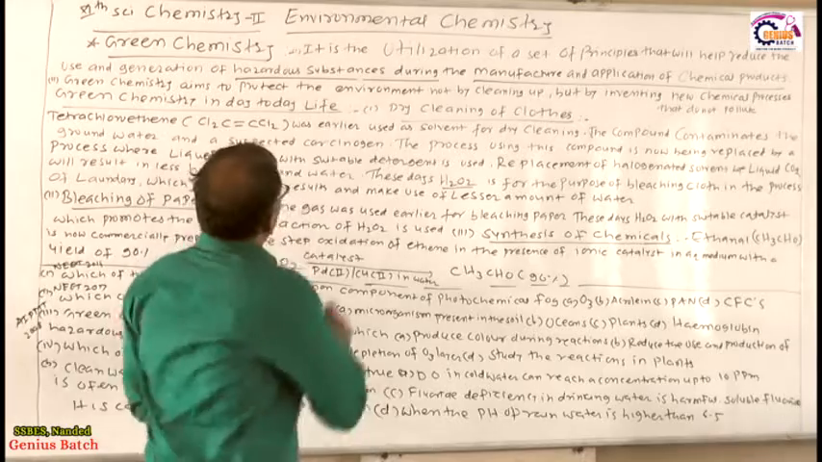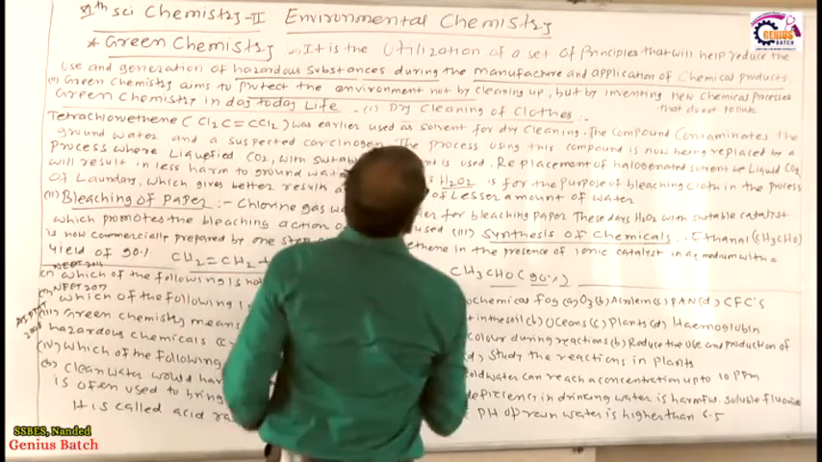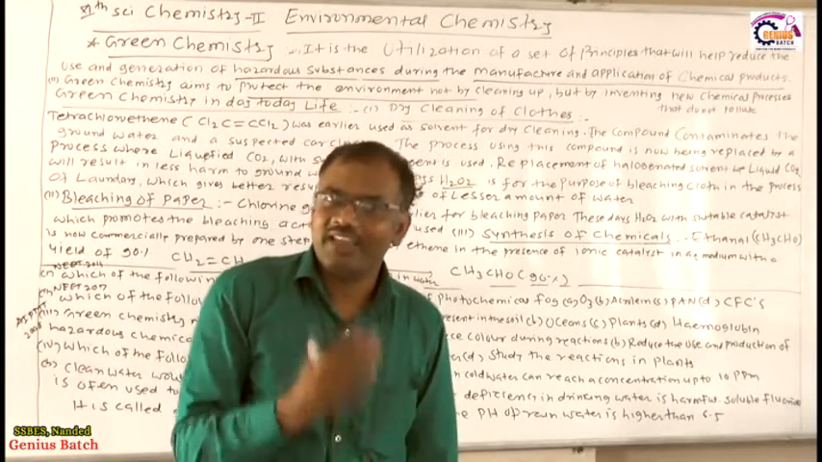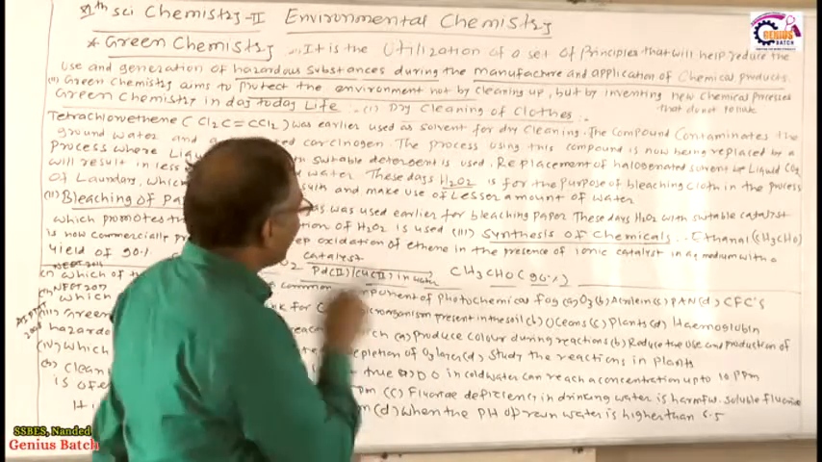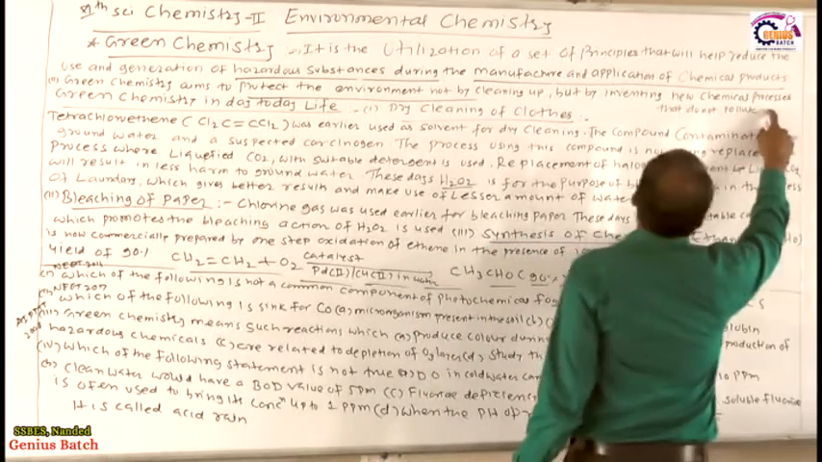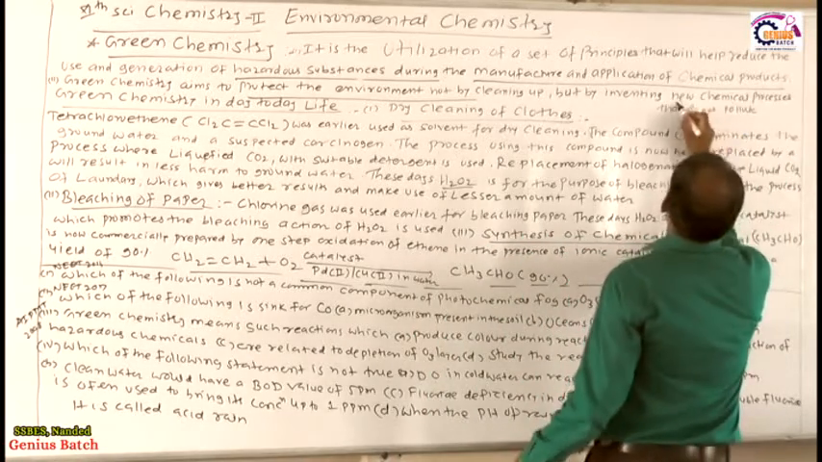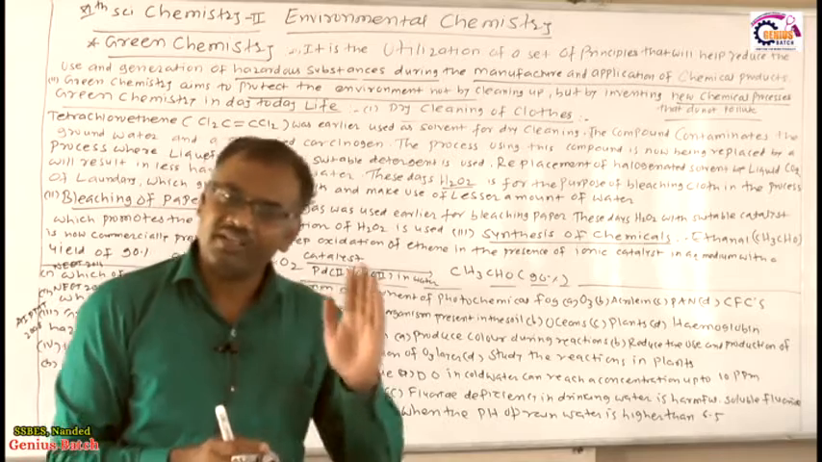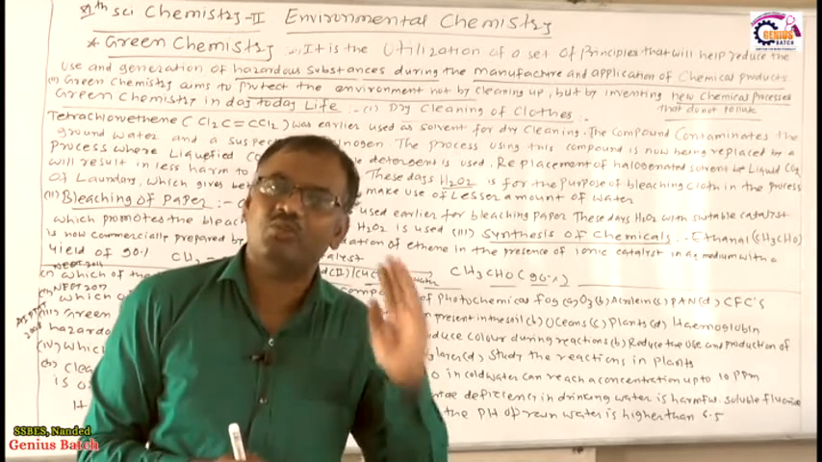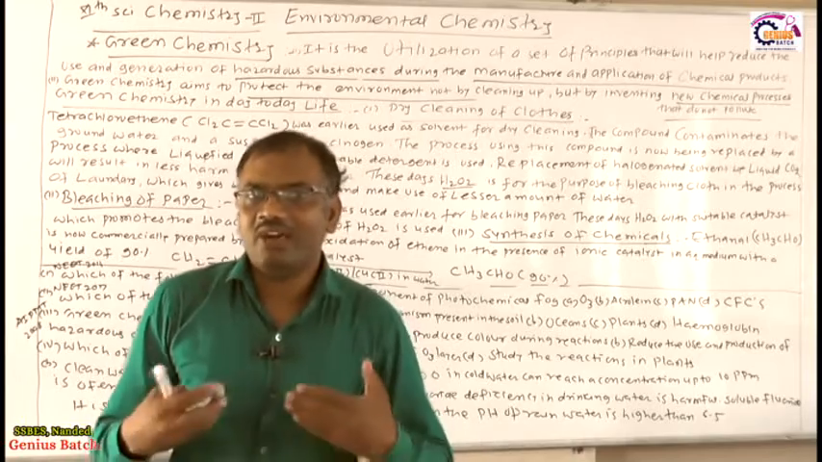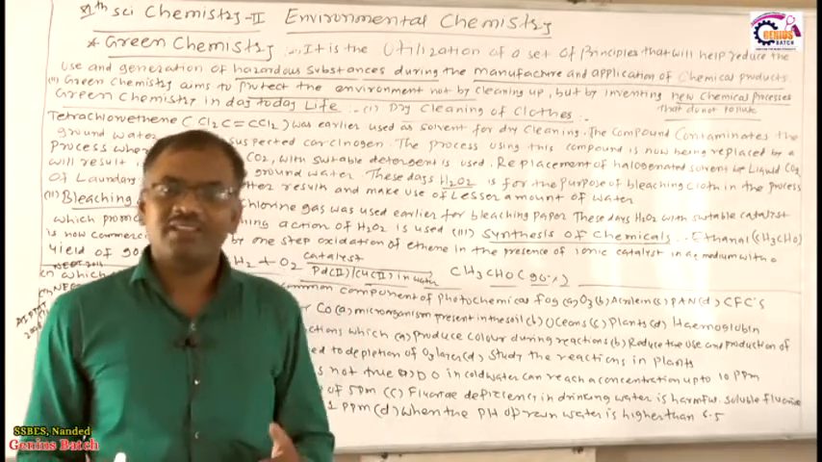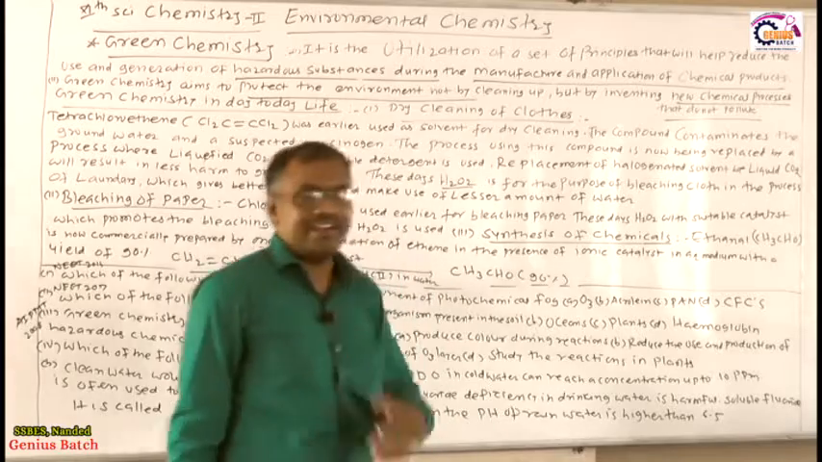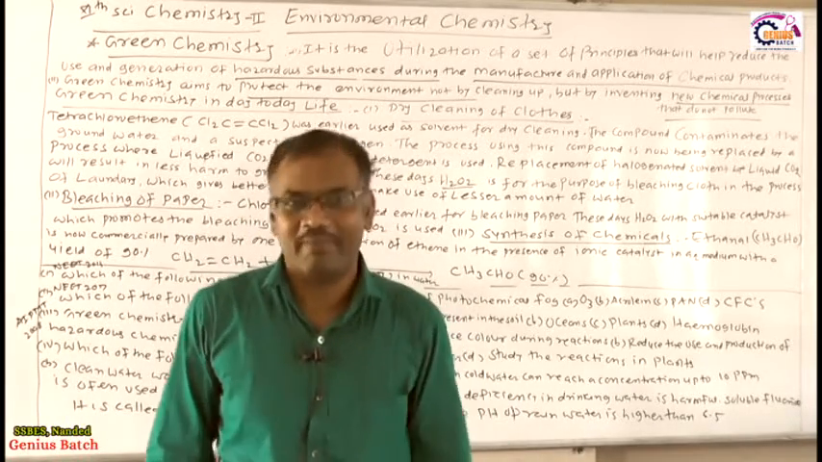In another way, we can understand what green chemistry is. Green chemistry aims to protect the environment, not by cleaning up. The environment is going to get polluted, but green chemistry's aim is not to clean it up. The aim is to invent new chemical processes that do not pollute. We have to introduce such chemical processes which do not pollute the environment. That is green chemistry.